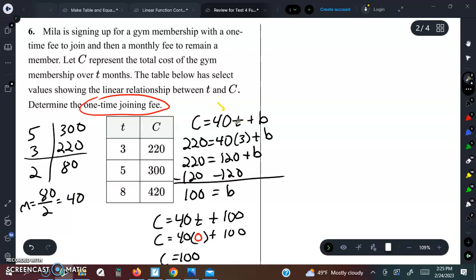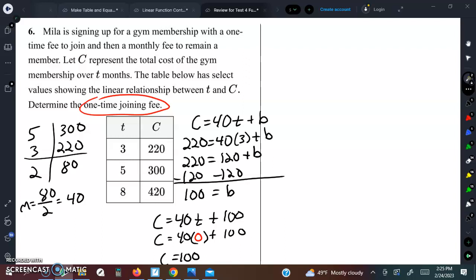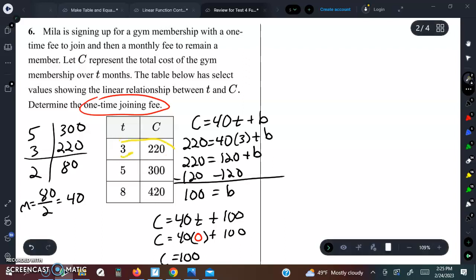Now I'm going to take that 40 and plug it in here. This is the formula that you write, just without the y-intercept. So you've got c is equal to 40t plus b. We don't know what that is, so we've got to find it. You can find it by taking one of these points. I picked the 3 and 220. Plug in the 3 for t, plug in the 220 for c, and then solve. 40 times 3 is 120. Subtract 120 on both sides, you get 100. So the y-intercept b is 100, and that's the answer, 100.